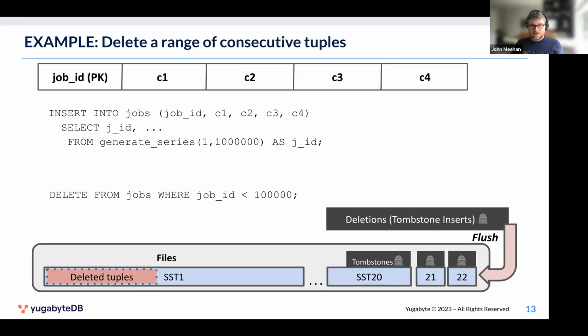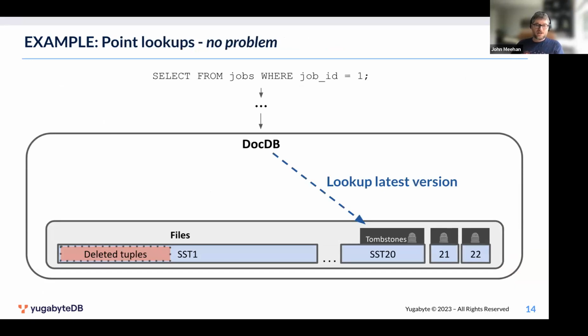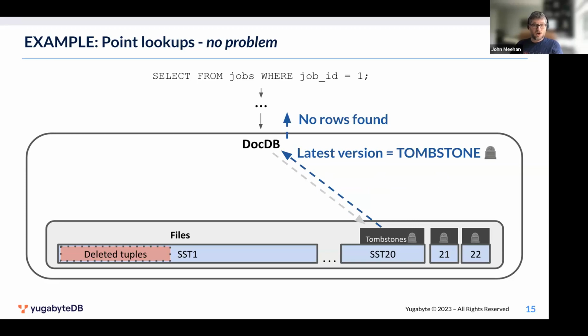So examining how the data is stored under the hood, let's look at what different queries might do with this data. If, for instance, you are doing a point lookup on this table and you're asking for job ID equals 1, you can see that this is not really a problem. Essentially, what we do under the hood is we look up the latest version of job ID equals 1. We see that it's a tombstone, and we return that no rows have been found. So not a problem. The only thing that is really an issue there is that there's a duplicate of the tuple in the tombstone, and when that could eventually be removed.